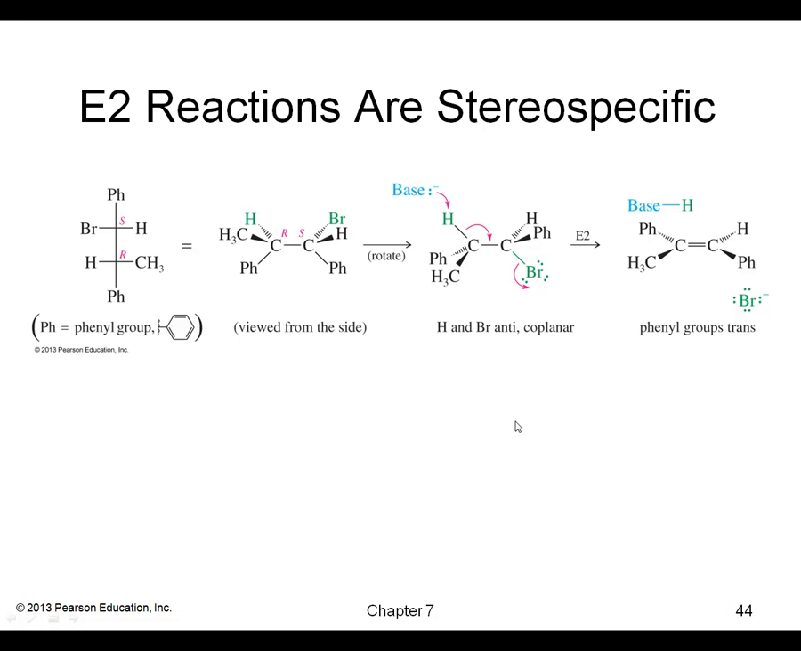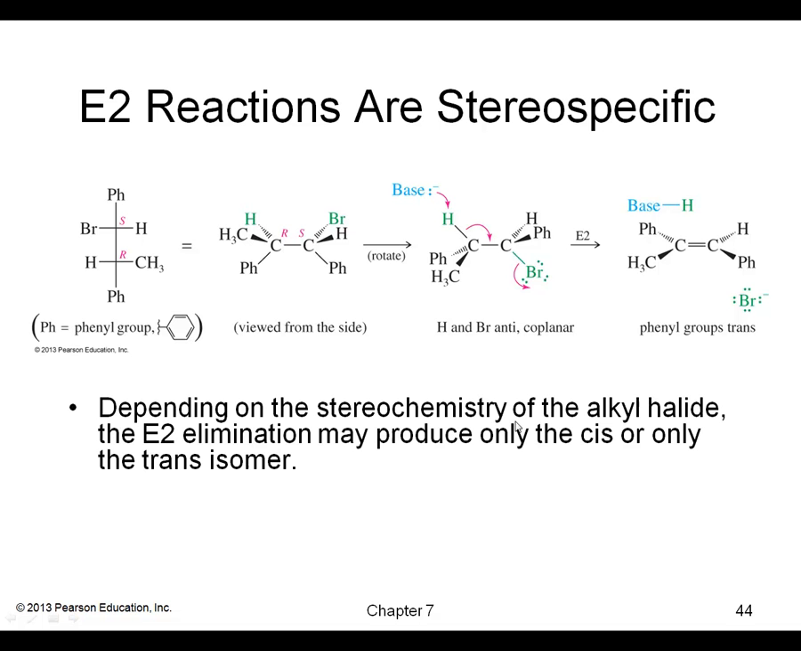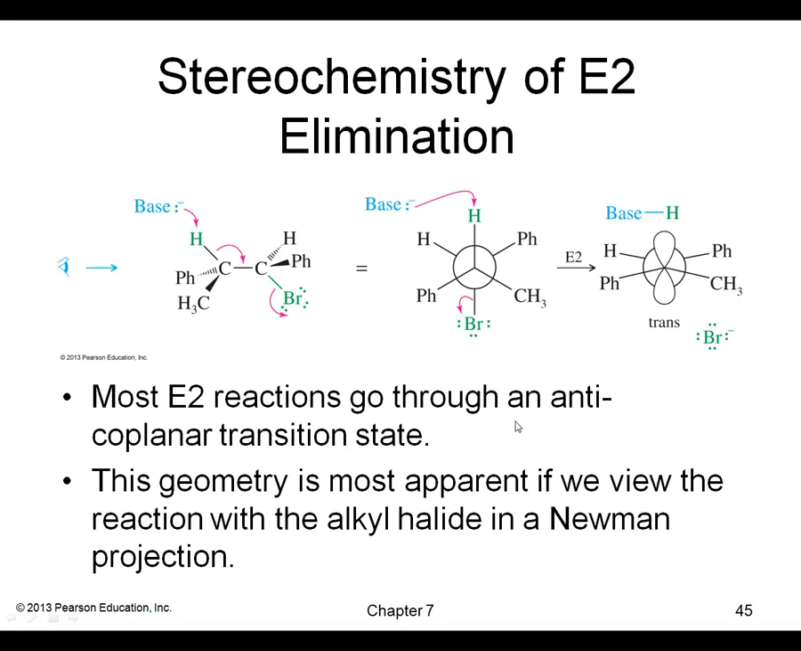You can look into E2 reactions. They can be stereospecific. Again showing the coplanar geometry here. So the base attacks the beta hydrogen anti to the bromide leaving group.